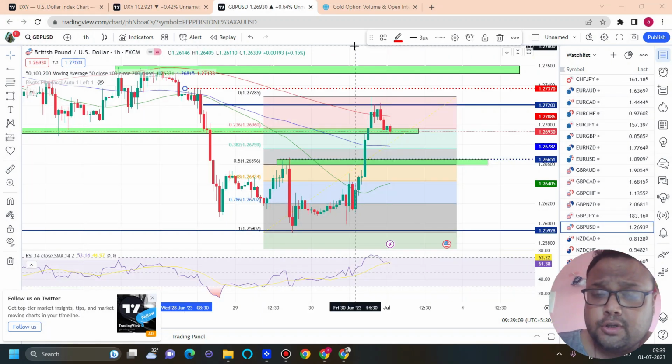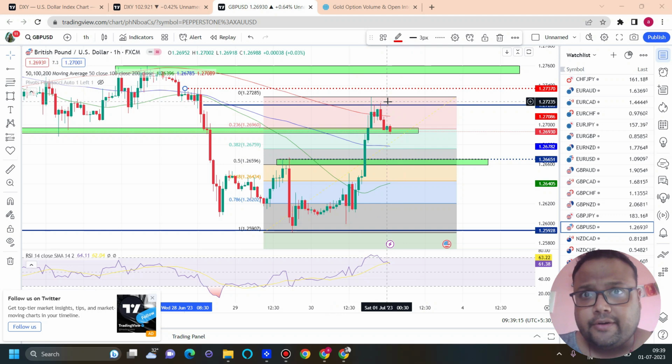GBPUSD showed a good amount of bullishness on Friday, and during the closing hours, the market was under correction. So the market opening will be very important just to know whether GBPUSD will be continuing the correction, or will be done with the correction finally and will be going higher. So yes, the market opening will be very important.